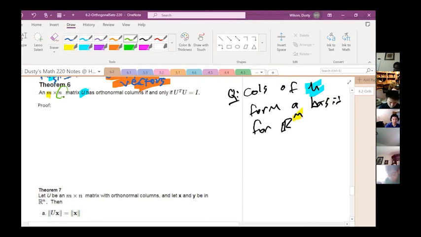So let's imagine what our proof is going to look like. Our matrix U is going to look like this. Let's let our U matrix look like U1 all the way to UN, where these are the columns.